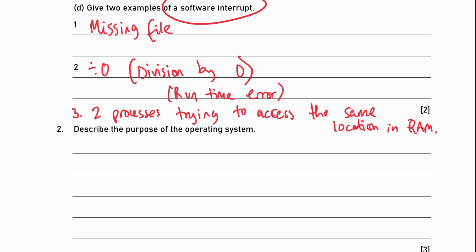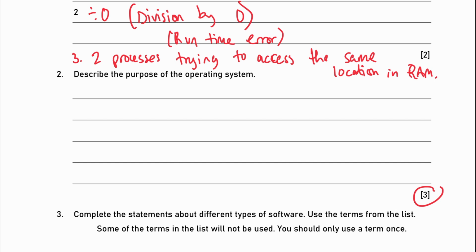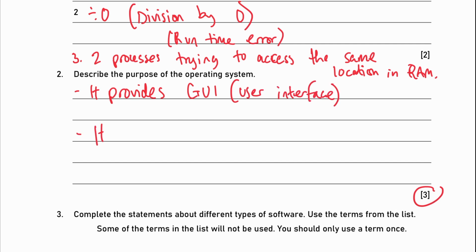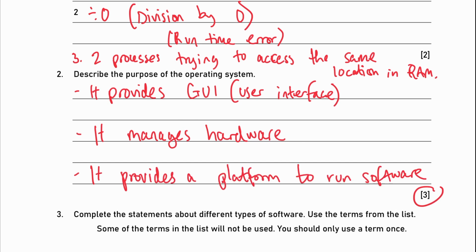Question 2, describe the purpose of the operating system. Well, if you think back, the operating system does a lot of jobs. We need to name 3. So first and foremost, it provides a user interface. This is one of the easiest ones that I can remember. So it provides a GUI, or just mention user interface. It also manages the hardware, make sure that all the hardware runs correctly. It also provides a platform to run software. Without an operating system, a computer would be useless. You would not be able to install any programs and particularly not run any software whatsoever.